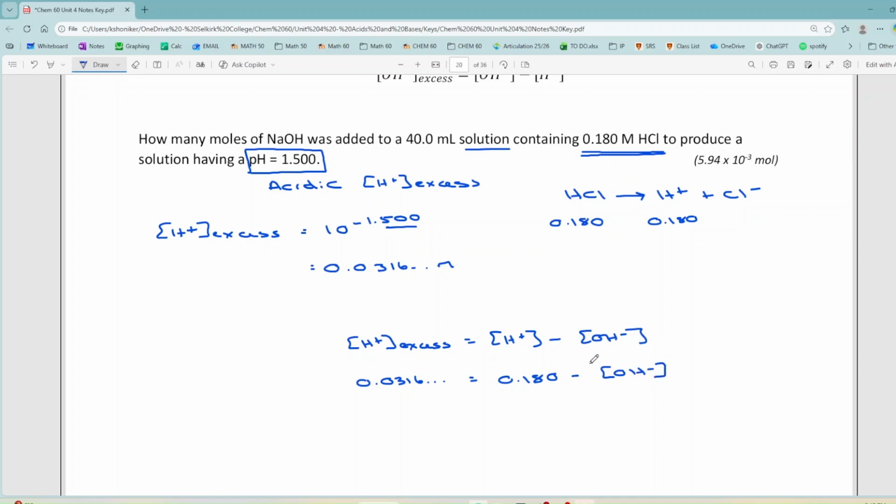Then I want to find the concentration of hydroxide. I could have rearranged that formula first, but instead I'm just going to say that the concentration of hydroxide ions is the 0.180 minus the 0.0316, which is going to give me... oh no, I just cleared my calculator. That's okay. I can do 0.18 minus 10 to the negative 1.5. Always store and recall. So I get the concentration of hydroxide ions in solution as 0.148, to 3 decimal places.